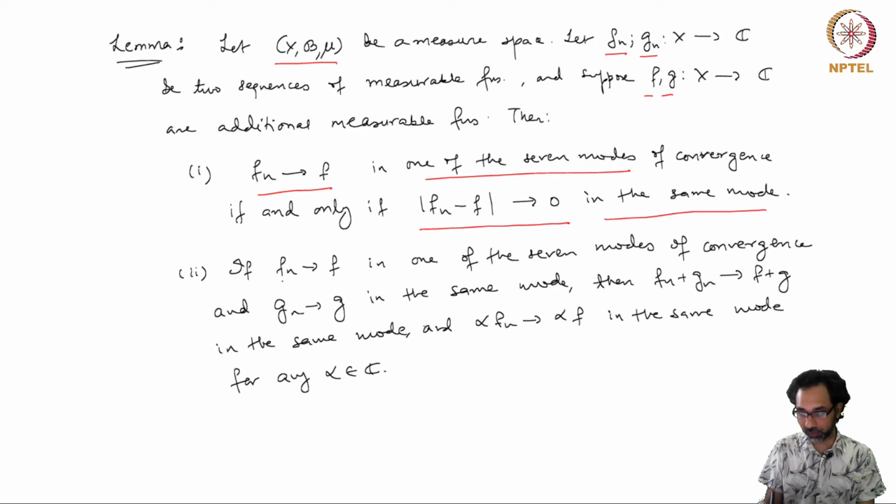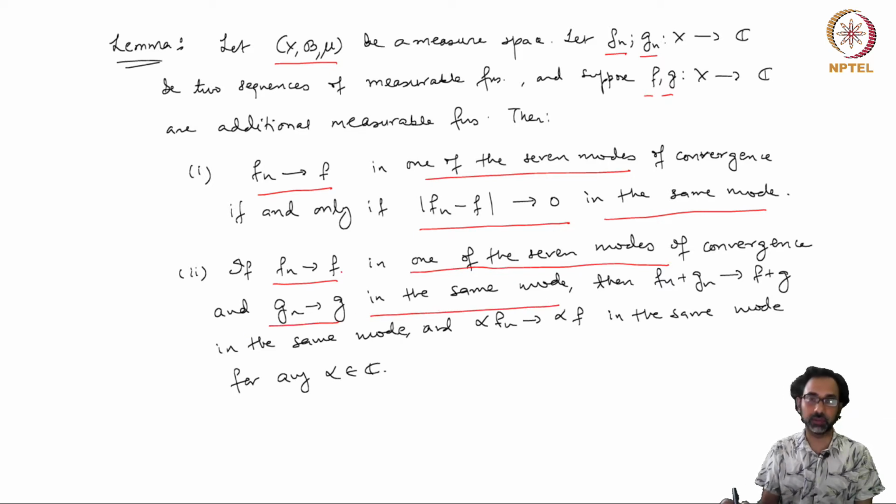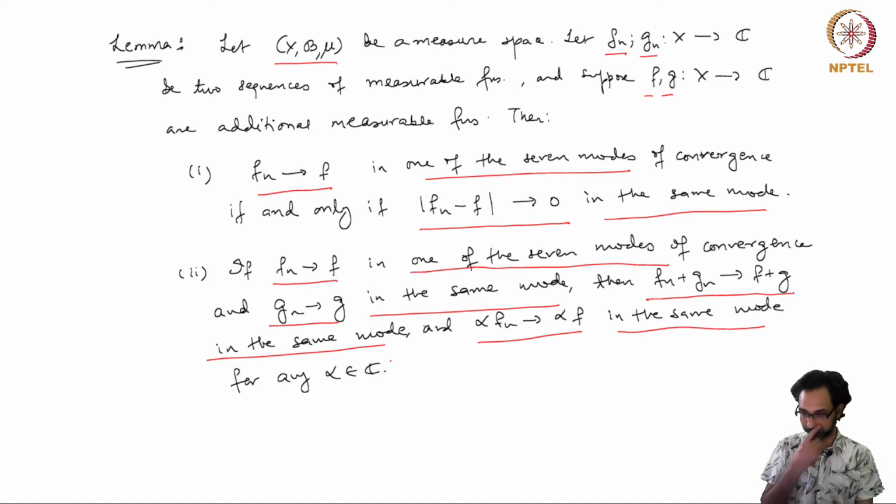The second part is that if Fn converges to F in one of the seven modes again, and Gn converges to G in the same mode as Fn, then Fn plus Gn converges to F plus G in the same mode again, as well as alpha Fn converges to alpha F in the same mode for any complex number alpha. The first part is actually very easy, but one has to check for each of the seven modes that this is true, and I leave it as an exercise. So, I'll only prove the second part.